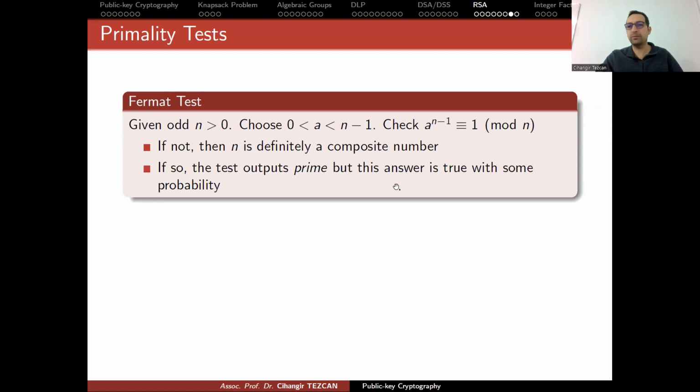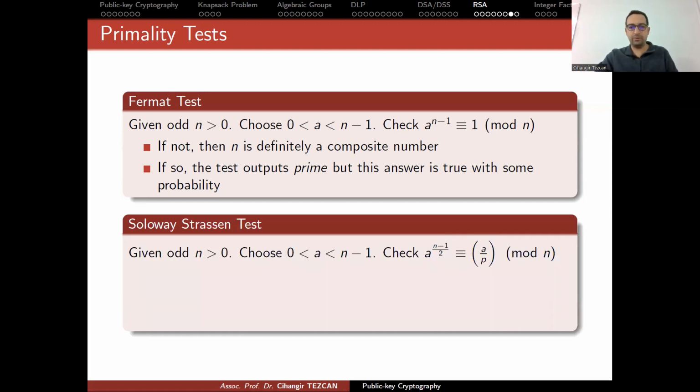This is why I call it a Monte Carlo algorithm, because when it says not prime, it is correct. But when it says prime, it is prime with probability something like 1/4, or maybe even smaller.